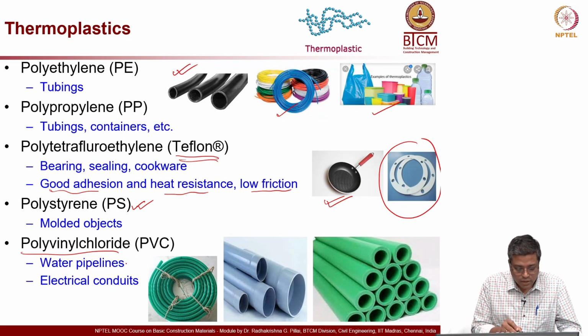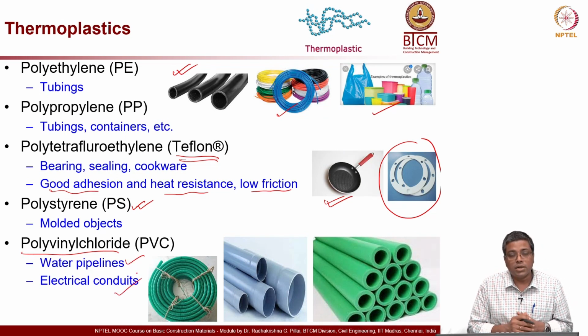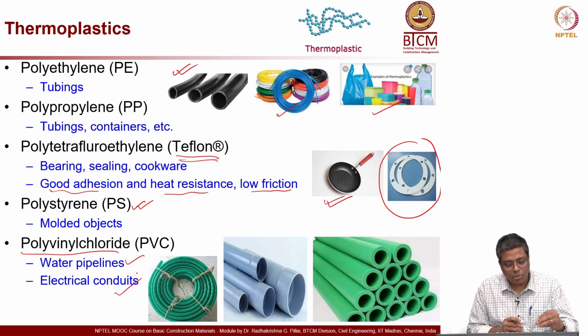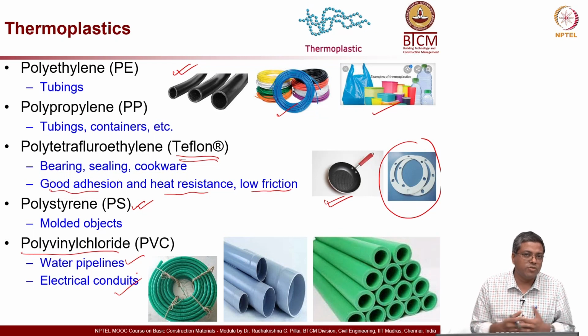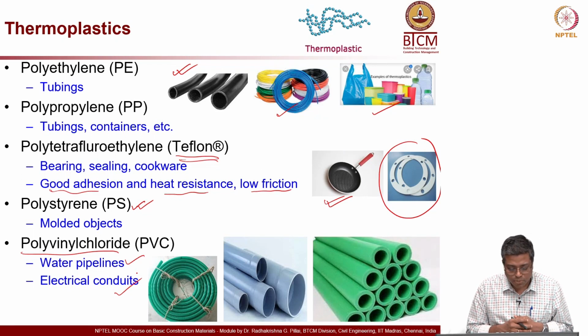Now another example is polystyrene, which is very widely used for molded objects, and PVC, whose full name is polyvinyl chloride, is used for water pipelines and electrical conduits. I am just citing a couple of examples here, but you will see that most of these materials are used in a variety of products, and nowadays it is becoming more of a general purpose plastic. In many places you will see different plastic forms, even pipes. There are other types of products also, not only what is shown in this slide.